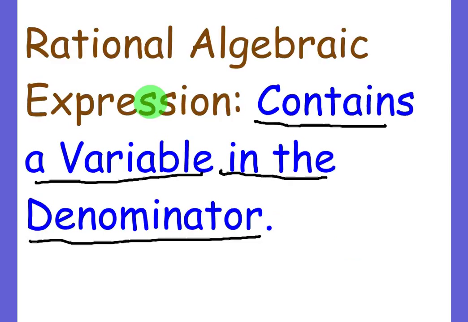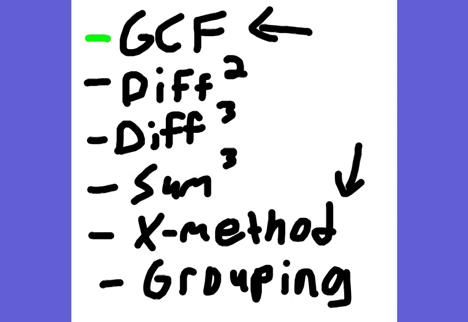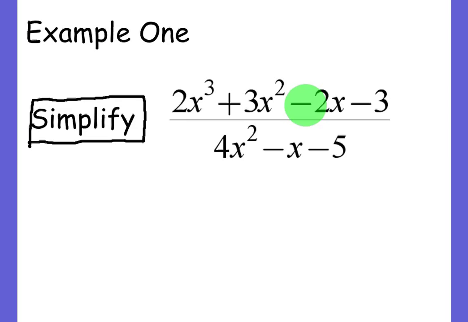So let's simplify one of these and figure out the steps to getting it right. Before we do that, let's review some of the methods of factoring we've learned in this class. You can pull out a GCF, you can factor the difference of squares, difference of cubes, sum of cubes, X method, and grouping. Keep that in mind. You need to know how to do all of those factoring methods before proceeding to this lesson. So if you need some review, go back and watch some of my videos, review that.